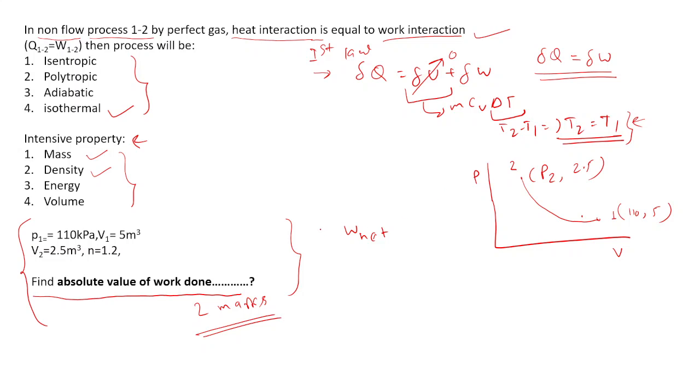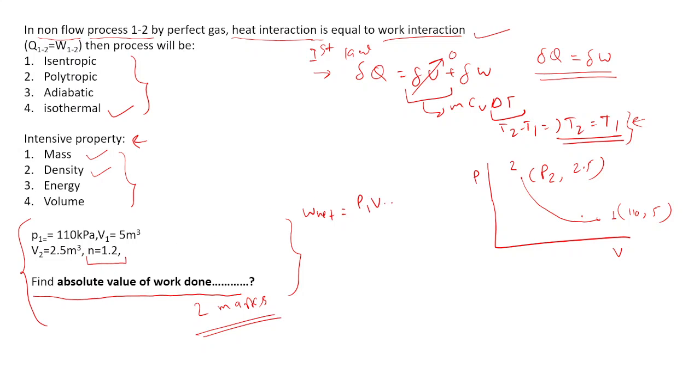So how many of you have done this? Give me one minute. Has anyone done it? Then type the answer. I will start in 10 seconds. Okay, what is the net work done formula for the closed system? Here n is given, so the polytropic index is given, right? So we have to write the formula for that.